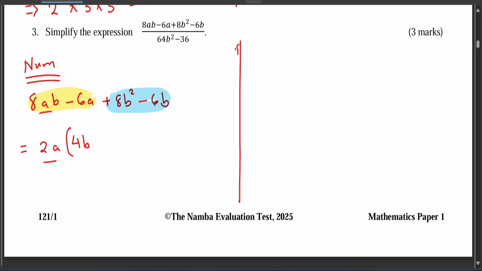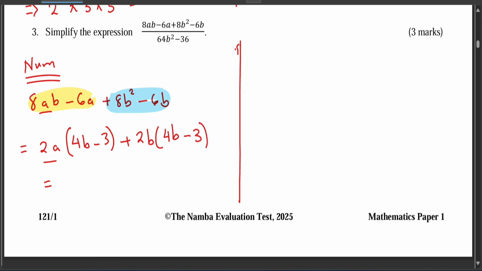whatever letter remains will just be b. And negative 6a divided by 2a is negative 3, because the a's will cancel out, and 6 divided by 2 is 3. And then the common factor in the other group should be 2b, okay, because b is found on both sides. So 8 divided by 2 is 4 and b squared divided by b is b. Negative 6 divided by 2 is 3, b divided by b is just 1, therefore b cancels out.